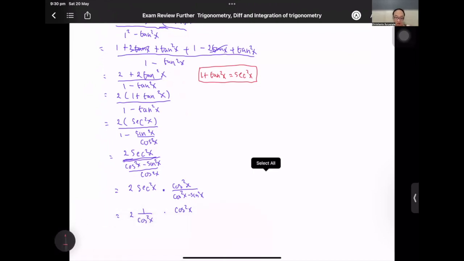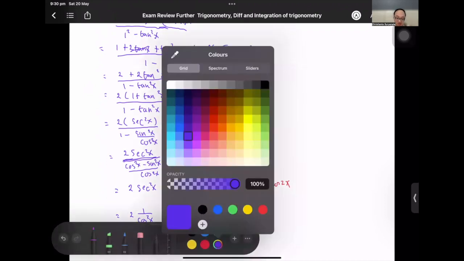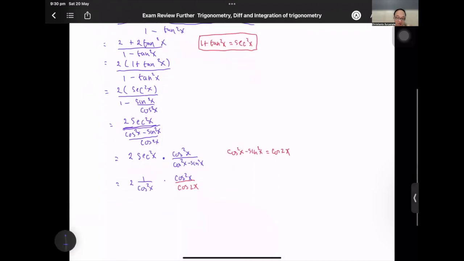Again, from the double angle formula, we can have cos square x minus sine square x equals to cos 2x. So that means we can cancel this and it becomes 2 over cos 2x, and this is 2 secant 2x, and this is proven.